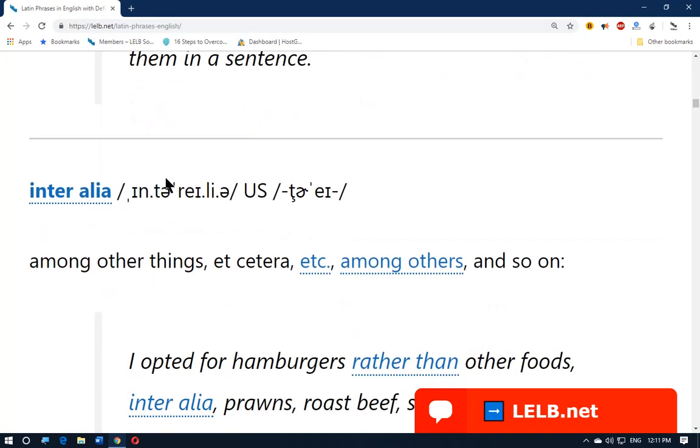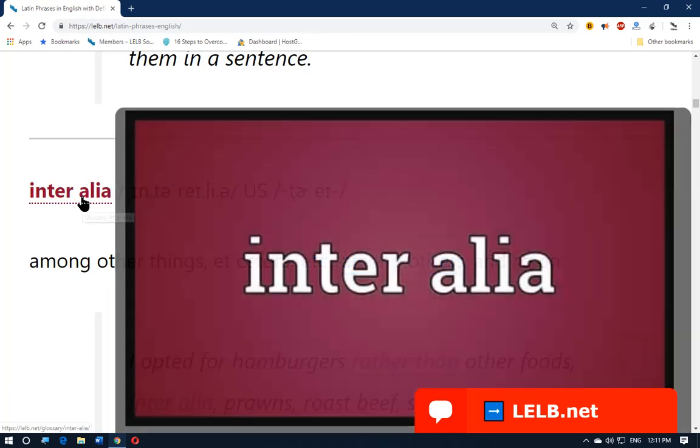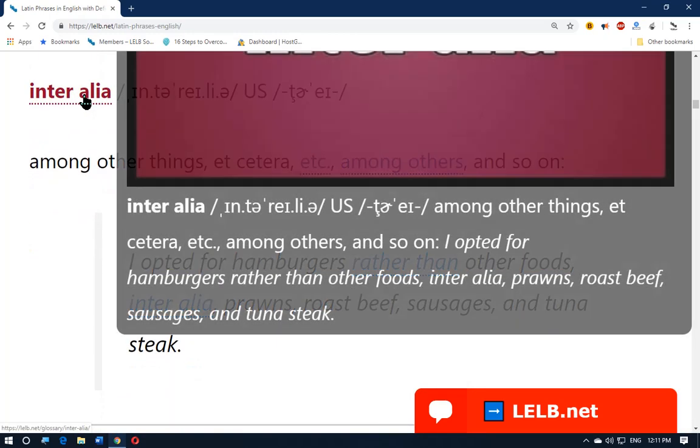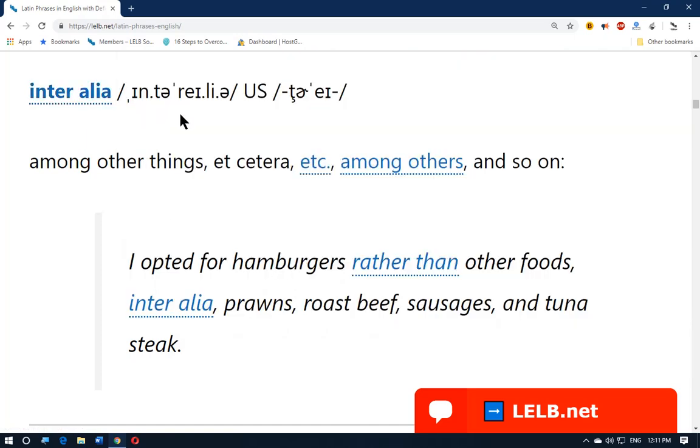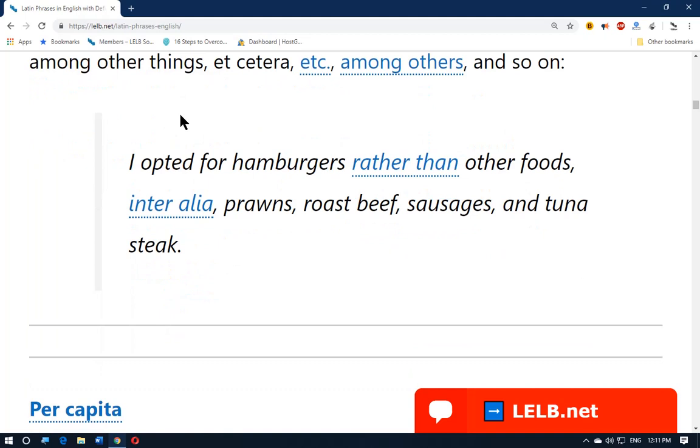The next Latin phrase is inter alia. Inter alia means among other things, etc., among others, and so on. Among other things, for example: I opted for hamburgers rather than other foods, inter alia, prawns, roast beef, sausages, and tuna steak.